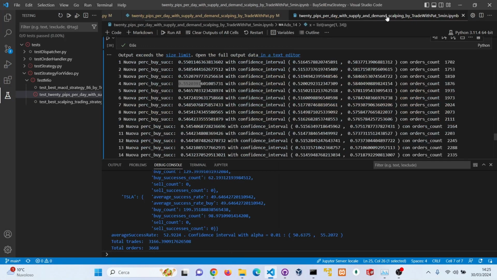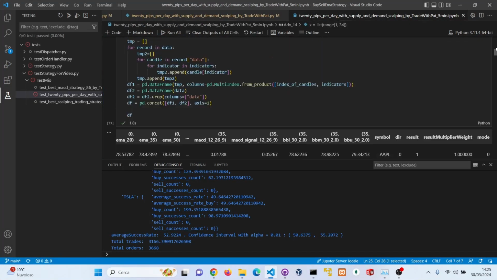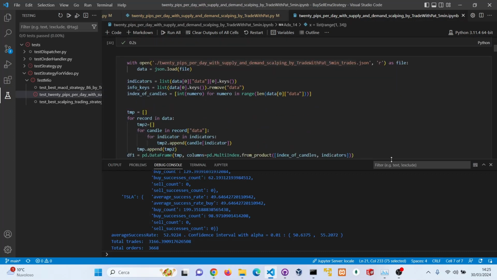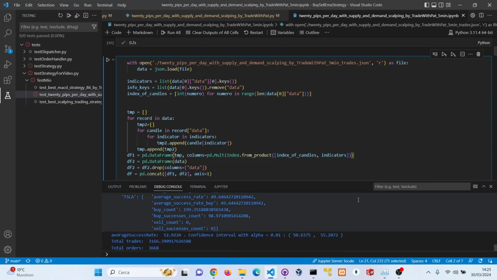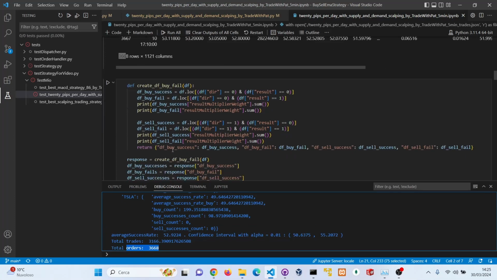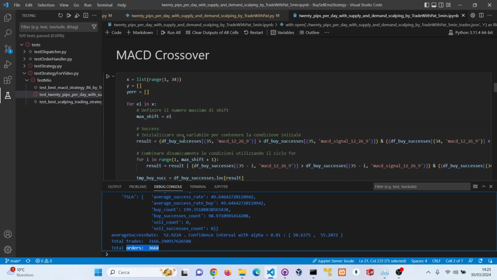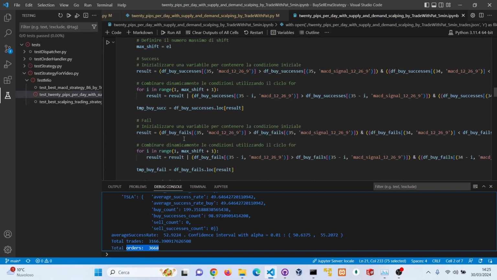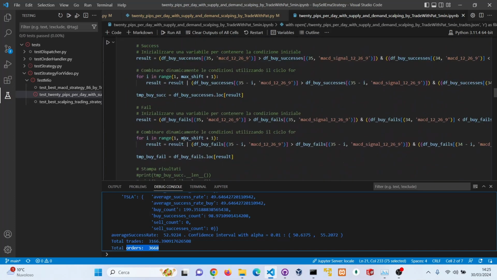So I already wrote this code, and I have downloaded all the trades taken by this strategy, and we have 3,600 generated orders, which is equal to the signals generated by this strategy, so it's correct basically. I split my data into successes and fails.